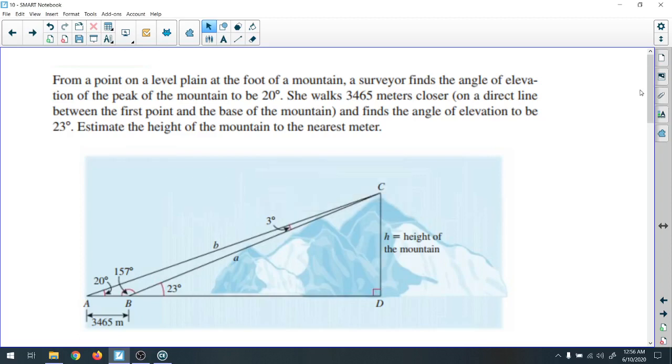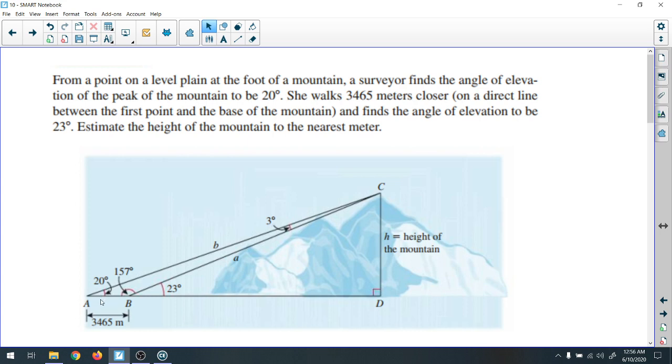Right. Given this application question about using law of sines: from a point on a level plane at the foot of a mountain, a surveyor finds the angle of elevation of the peak of the mountain to be 20 degrees. Angle of elevation from here to here, that's 20 degrees.